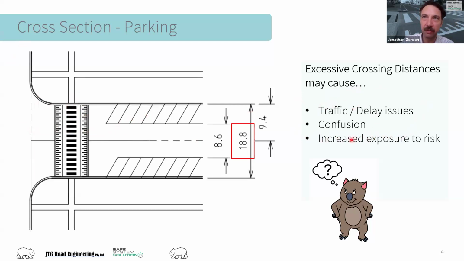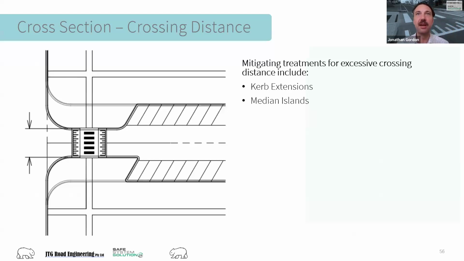And I'm really not a big fan of confusion in any design solution. I think that designs should be self-illustrating the requirements for how they need to operate. And there may even be some increased exposure to risks, particularly that scenario where people are confused about how this needs to operate or who has right of way. So again, we're looking at curb extensions as an excellent solution for that scenario.